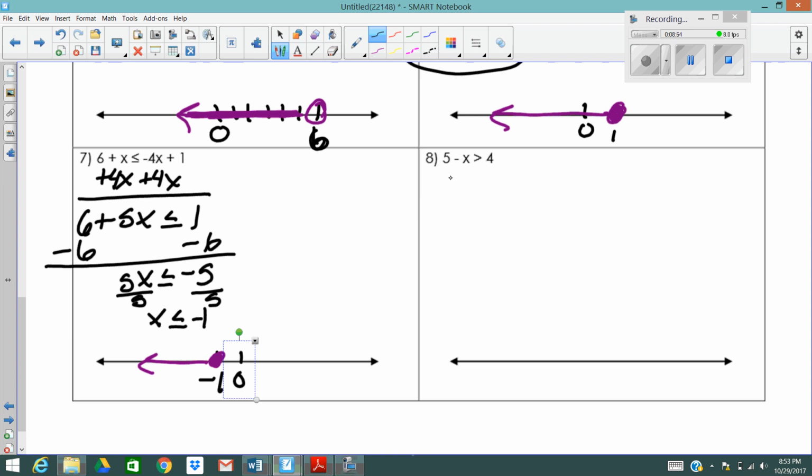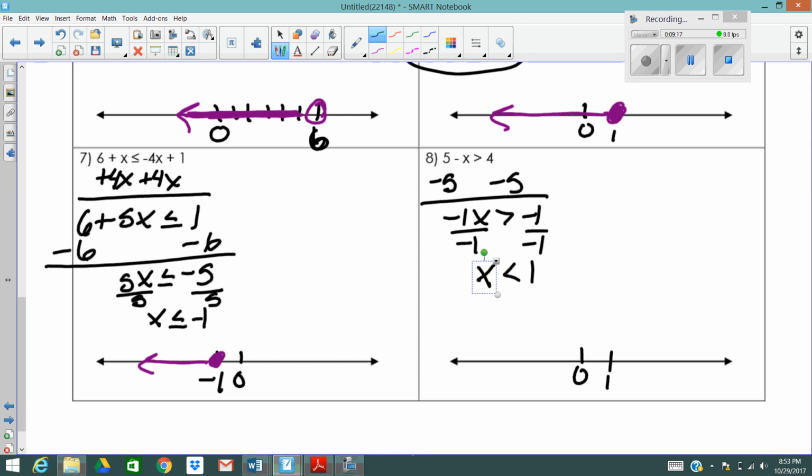Number 8, subtract 5 on both sides. So we get negative 1x is greater than negative 1, and now I'm dividing by negative 1. So since I divided by a negative, I need to flip my inequality sign. So I get x is less than positive 1.